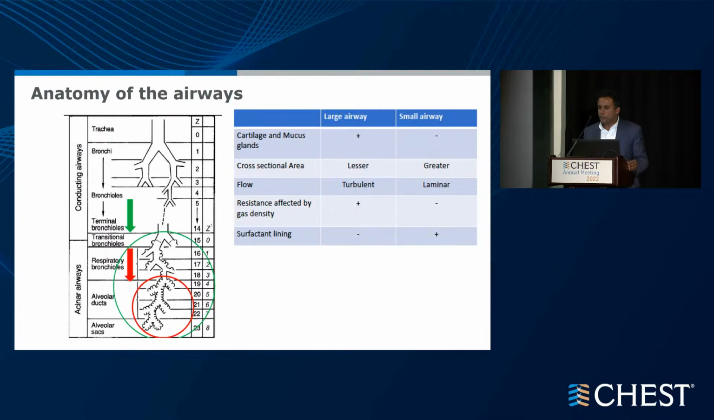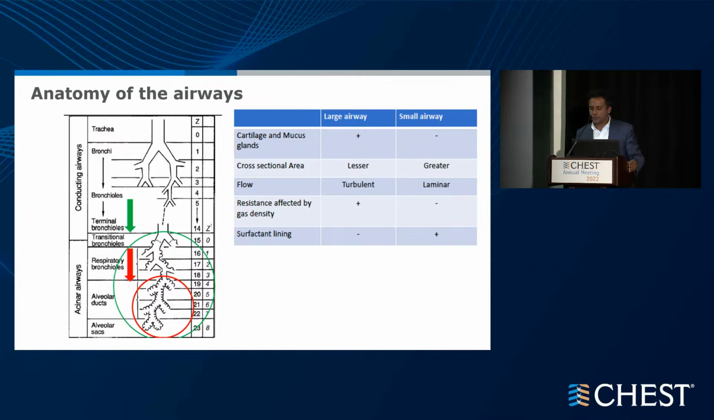Okay. So as we talk about the anatomy, there are the large airways and the small airways. The way they are different is that the bronchioles do not have cartilage. They do not have the goblet cells which produce mucus. The cross-sectional area is much greater because of how diffuse they are, which results in decreased velocity, and that translates to laminar flow. And the resistance, because the cross-sectional area is very high, is really very low.